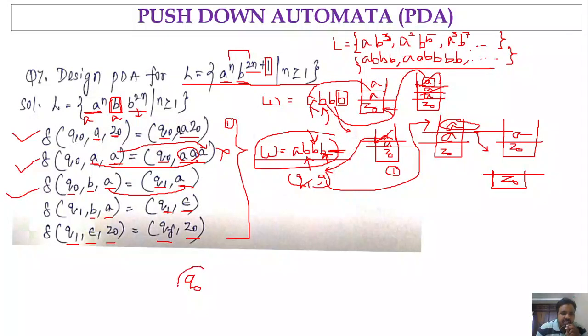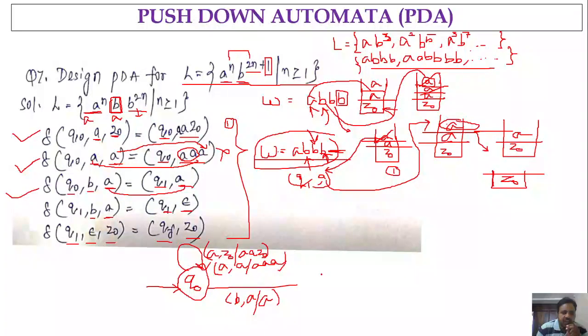The initial state is q0, the starting state. Next, q0 on a: if the input is a and the top of the stack is Z0, you are going to push a, so a Z0. This is one possibility. The next one is a with the top of the stack a, then you push a's while remaining in the same state. When you get b and the top of the stack is a, you push a itself and go to state q1.